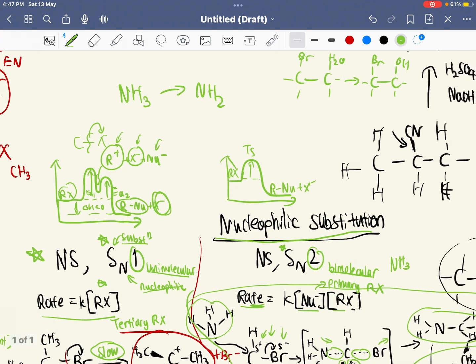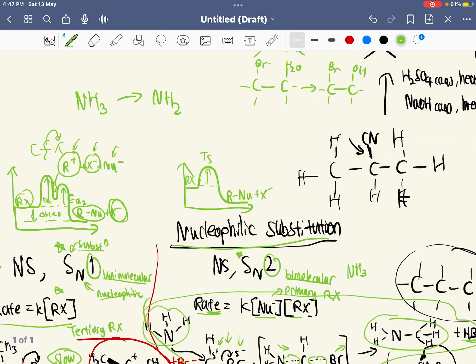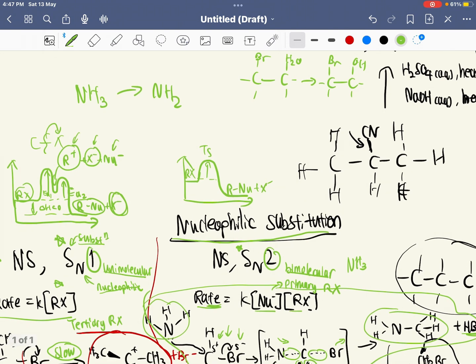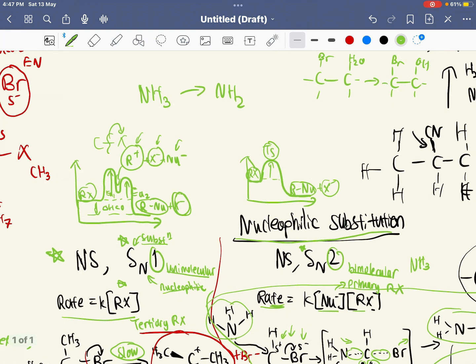Then we look at SN2. It's a single step reaction, so I'm going to have one hump only. I have RX on the left, the transition state is where it happens, and then my R-Nu and my X minus. Just note that for this we have the activation energy, and it just so happens that this middle portion here is just above the original energy level of my reactant RX.